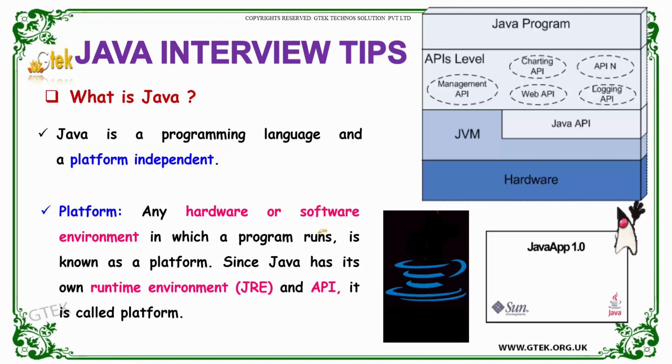Platform means any hardware or software environment in which a program runs, and it is known as a platform. Since Java has its own runtime environment, that is your JRE and API, it is called a platform. Hence, it is platform independent, because Java has its own Java Virtual Machine and Java API, which form a runtime environment for Java.